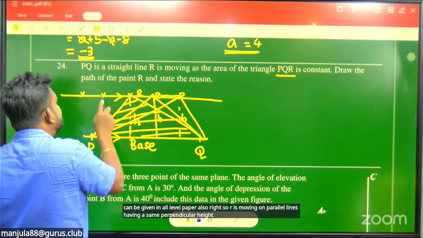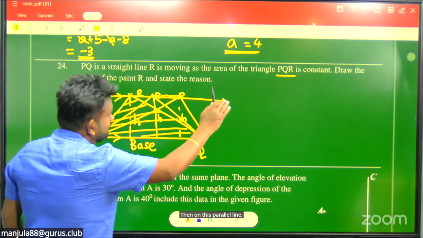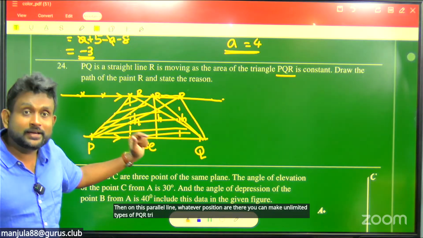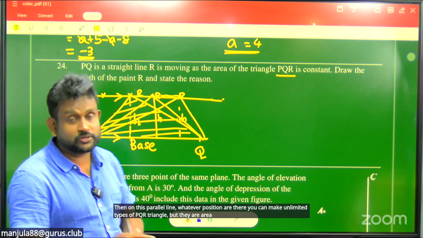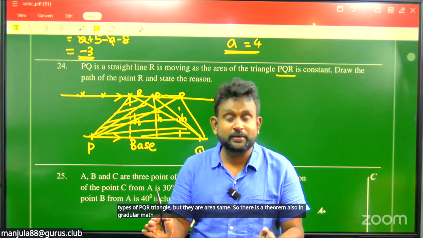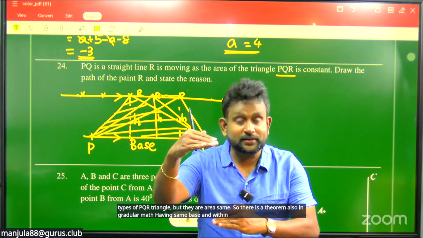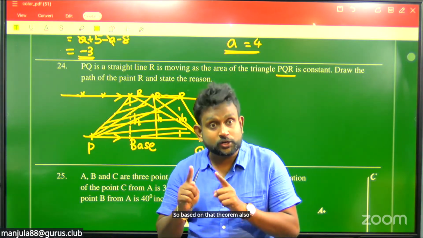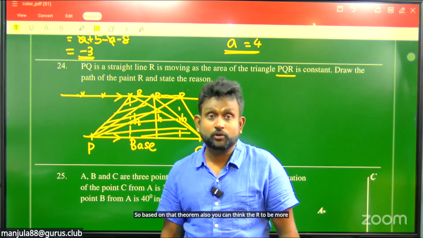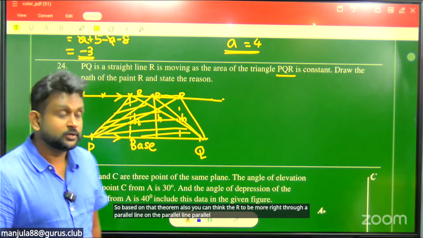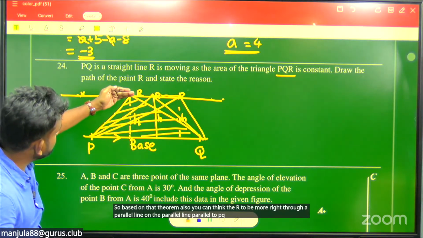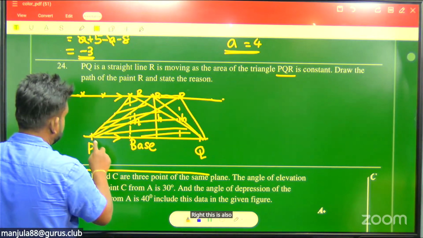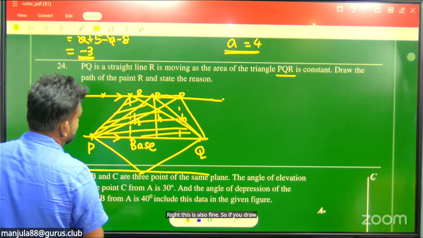On this parallel line, whatever position R is in, you can make unlimited PQR triangles, but their area is the same. There is a theorem also in grade 11 maths: triangles having the same base and within the same parallel lines have the same area. Based on that theorem, you can think of R being moved along a line parallel to PQ. It may be on the top as well as the bottom. This is also fine. If you draw one side, that is fine.